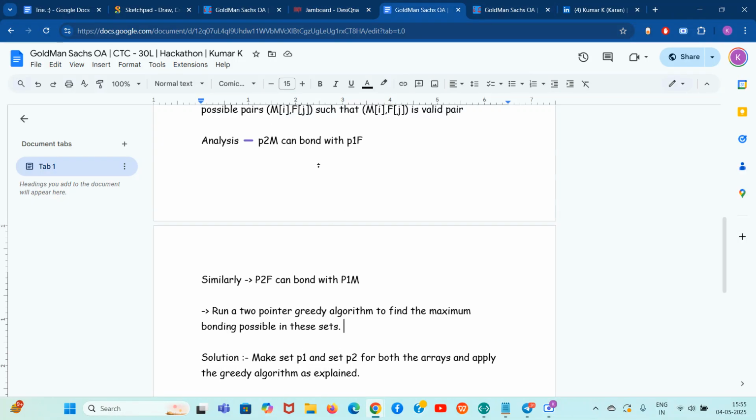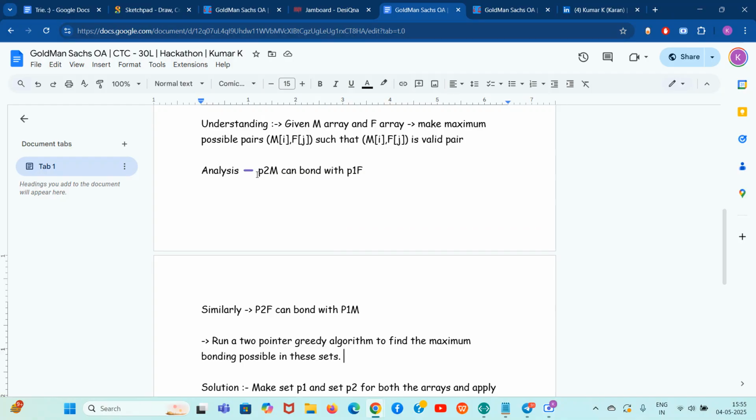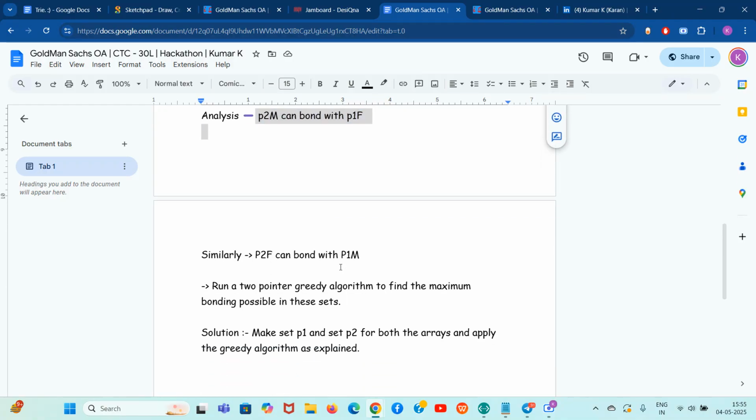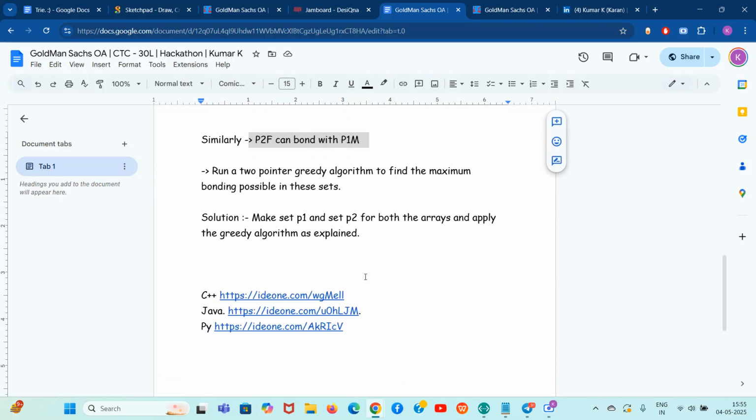So guys, what you will do, you will run this greedy algorithm for P2M and P1F. Then you will run this greedy algorithm for P2F and P1M, and the sum of both of them will be the answer. Hope you guys enjoyed it.